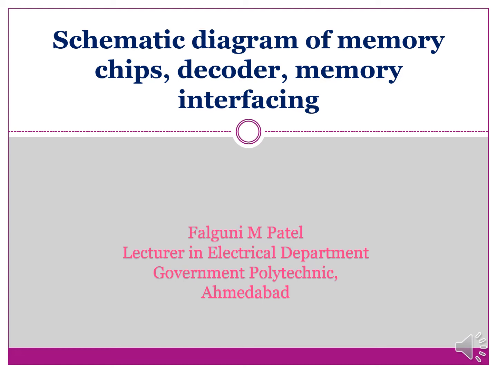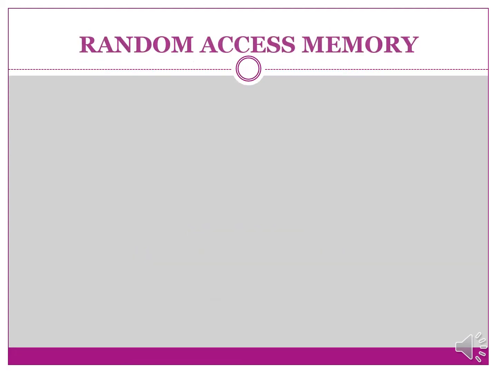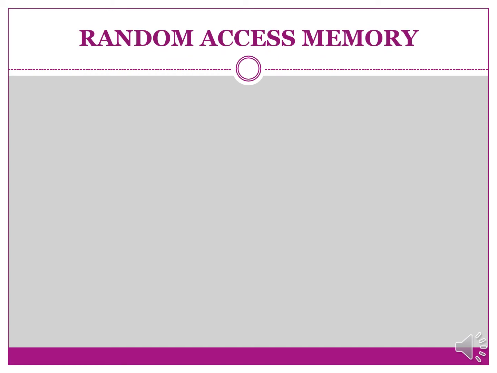Today we see the topic of microprocessor subject: schematic diagram of memory chips, decoder, memory interface. Now we see the random access memory.